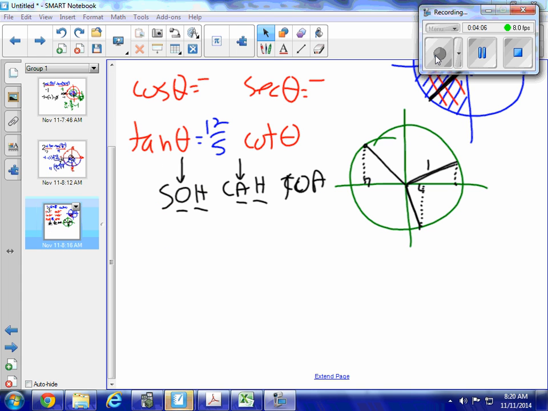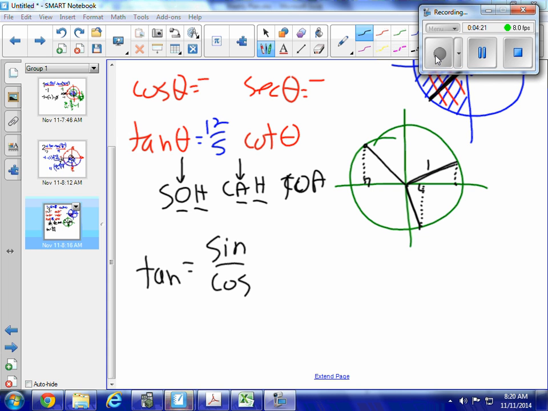So the big mistake that was being made was somebody would say, well, let's see here. If tangent is sine over cosine, which it is, right? They were saying, well, then sine is equal to 12, because tangent is 12 over 5. And then they'd say that cosine is equal to 5. The problem here is that it's not a unit circle. The hypotenuse isn't going to be 1.